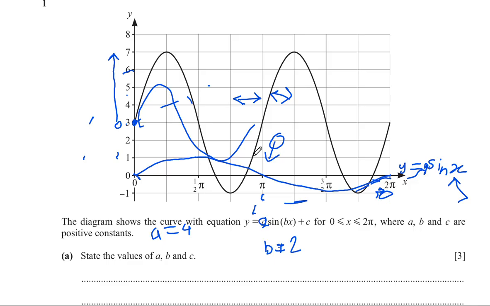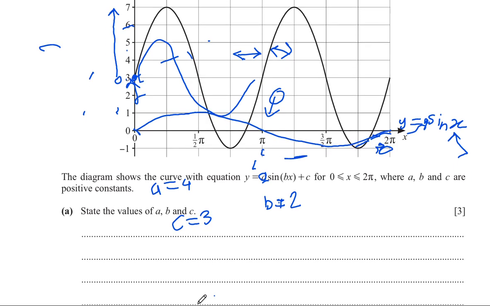C is the y-intercept. So basically here we can see the y-intercept is 3, so c equals to 3. That's it for this. Okay, let's go down. Next.